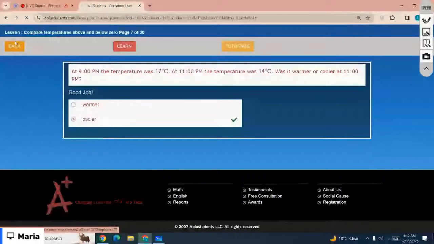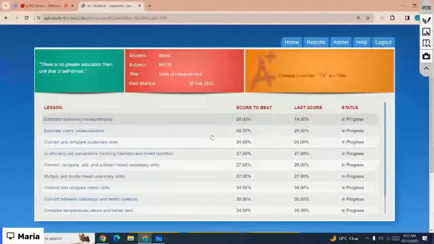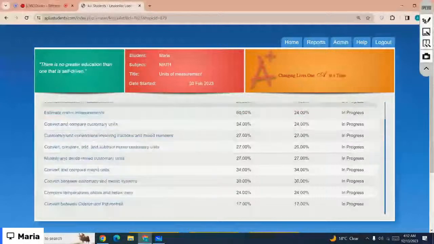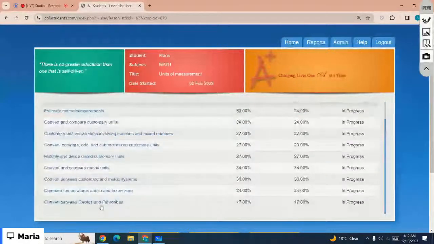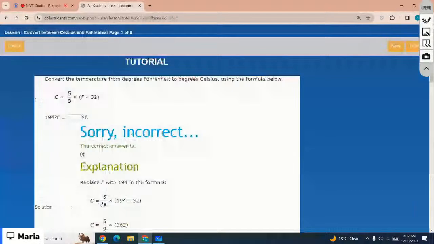The next lesson is convert between Celsius and Fahrenheit. Okay, convert the temperature from degrees Fahrenheit to degrees Celsius. Use the formula below. Whenever you have to convert from Fahrenheit to Celsius, you use the same formula, that is F minus 32 times 5 over 9, right?